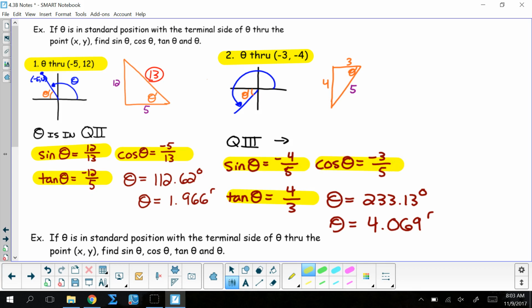Do you guys see anything, any pattern developing there? See if we see a pattern, and then we'll verify it on example number 3. Because there is one. What do you got, Jack? The tangent is always positive. Tangent's negative in number 1.